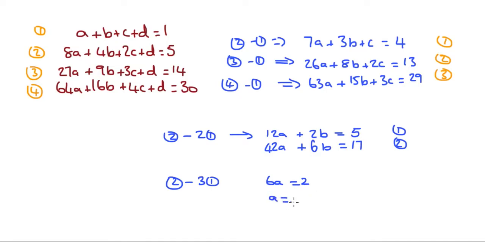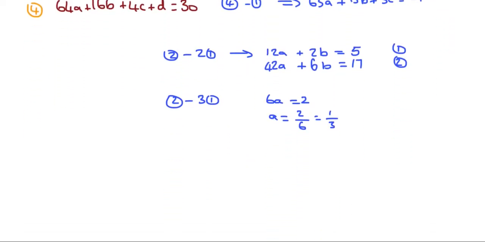So A is 2 over 6, which is a third. Now the good thing about the way we've set these up is that each time we go back a step, I can just substitute this value for A into here and get B. I've then got A and B. I can take those and put those into here to get C, and I can take those and put those into here to get D. So the last part of this is quite quick. We know that 12A plus 2B is 5, but A is a third. So 2B is going to be equal to 1, so B is a half.